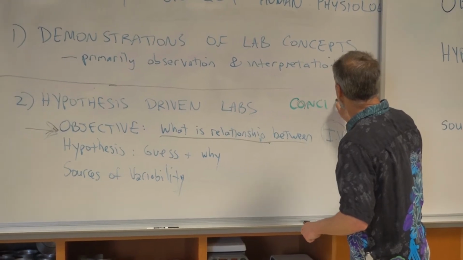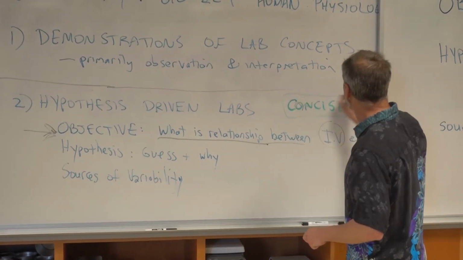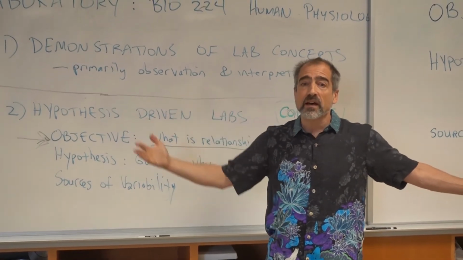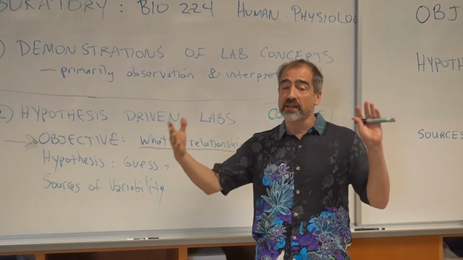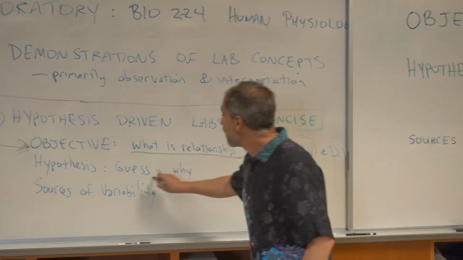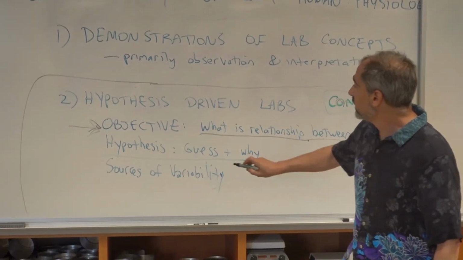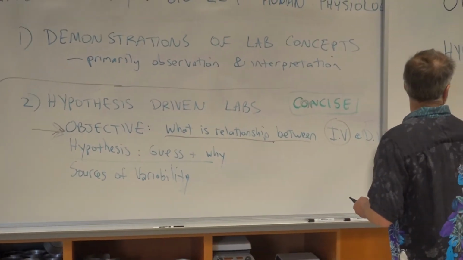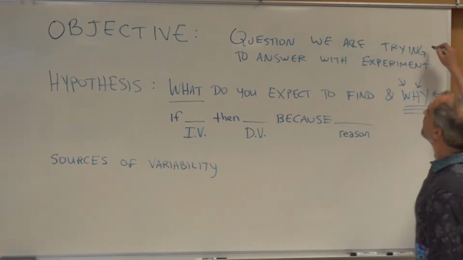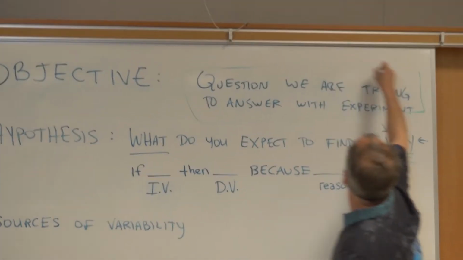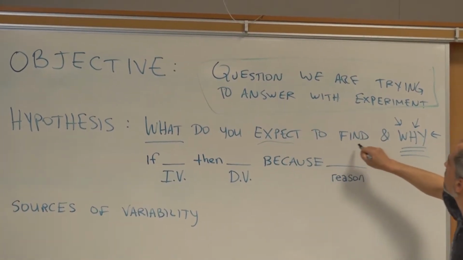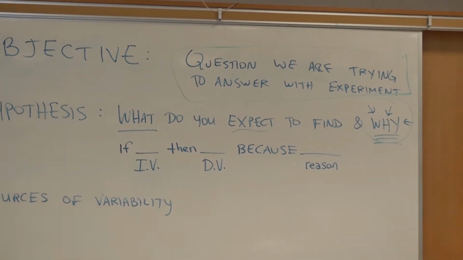The more concise, clear, and simple you can be with what the question is you're asking, the more able you are to design a nice, clean experiment to answer your question. The hypothesis, again, is the objective question we are trying to answer. The hypothesis is what you expect to find, but it has to have a why.